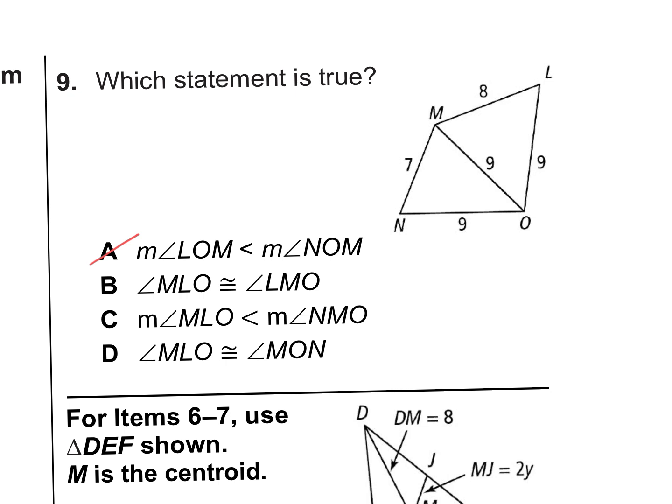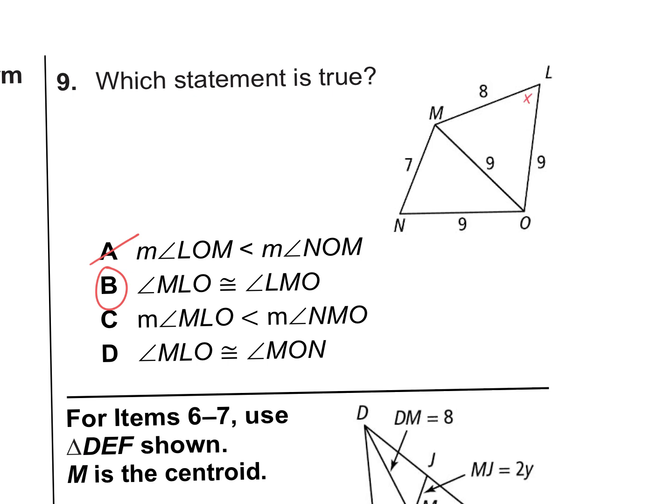B, MLO and NMO. What's this symbol mean? They're the same. Congruent, right? Equal. So are they the same? Yes. What's the reasoning? They're both across from 9, so B is true. Even though B is true, I still want to go through and talk about the other ones and why they're not true.